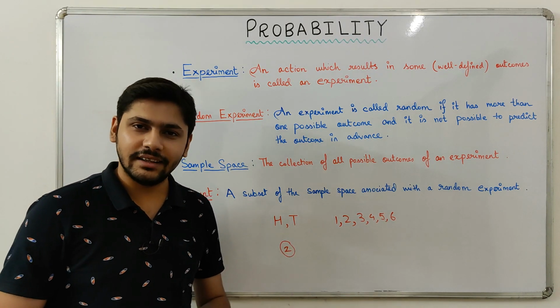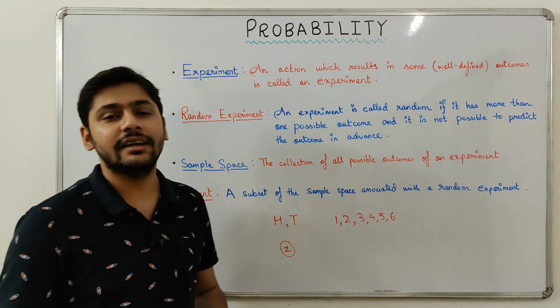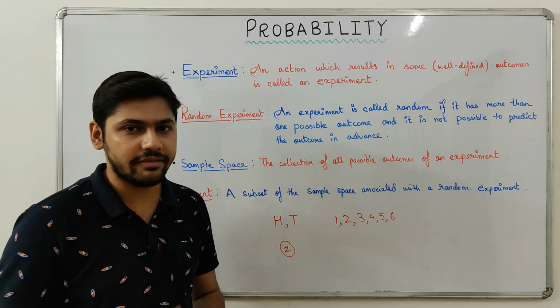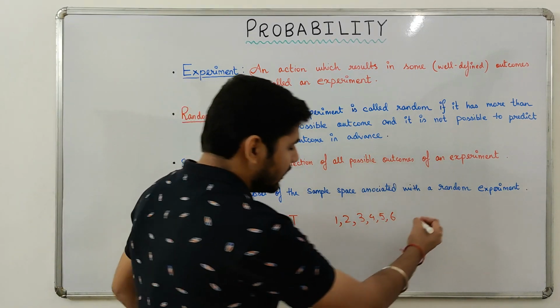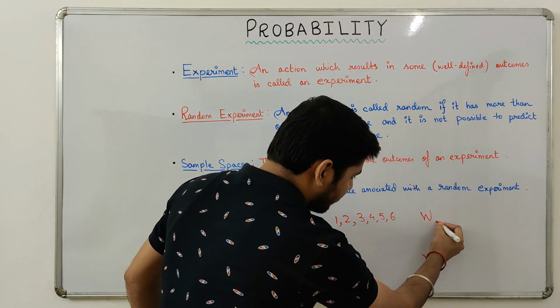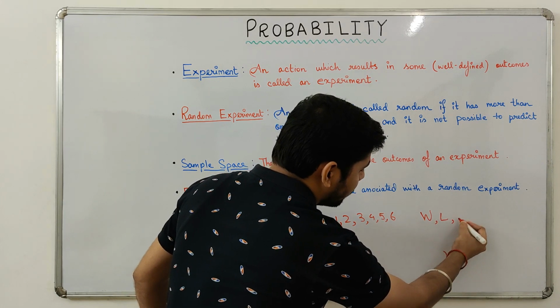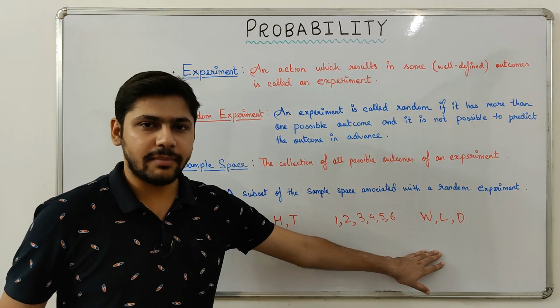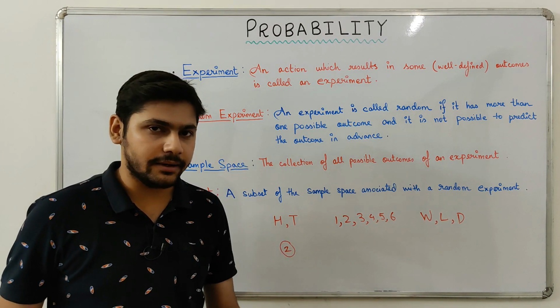Let me give you one other example over here. Say a game of chess. A game of chess has 3 possible well-defined outcomes. What? You can either win or lose or draw. So playing a chess match is also a random experiment.